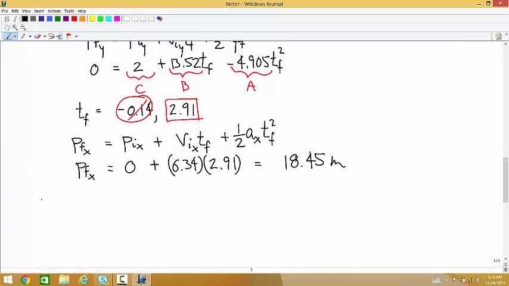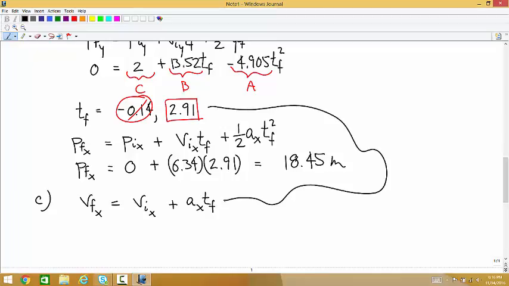And then for the second part, we're just trying to figure out the velocity right before it hits the ground. So just use VFX is equal to VIX plus AXTF. Plug this one in. And VFY is equal to VIY plus AYTF. Plug it into that one.